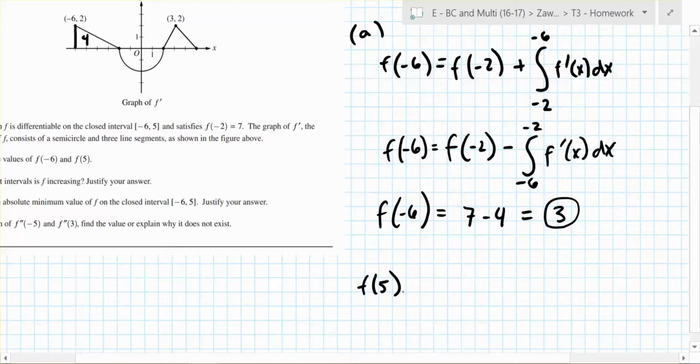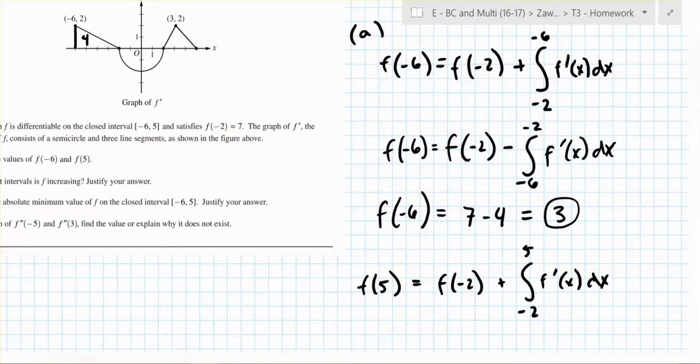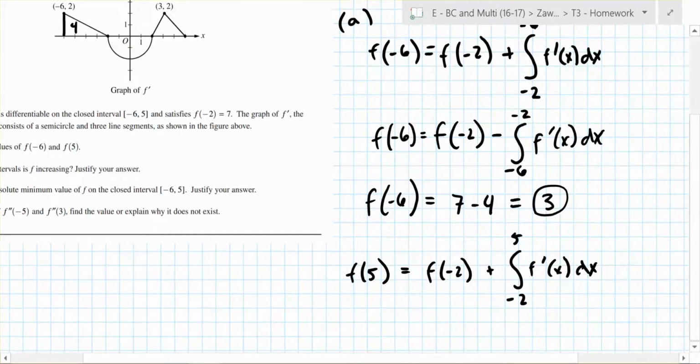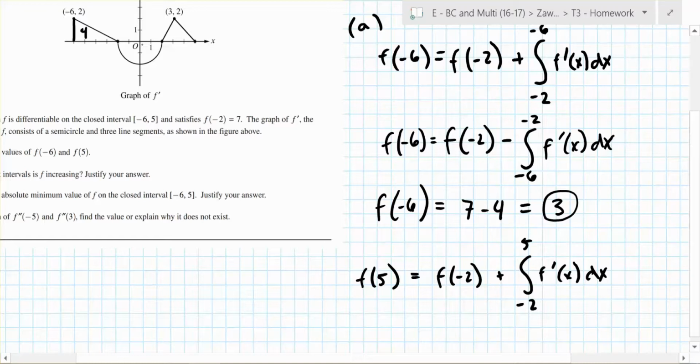So f of 5 is going to be equal to f of -2 plus the integral from -2 to 5 of f prime of x dx. This integral goes from a lower number to a higher number, so we don't need to worry about flipping a negative or anything like that. We can just take the area of the graph. From -2 to 5, we're going to get this semicircle. The area of a circle is pi r squared, so we can see that r is going to be equal to 2. So we get 4 pi, except it's just a semicircle, so our area is just going to be equal to 2 pi.